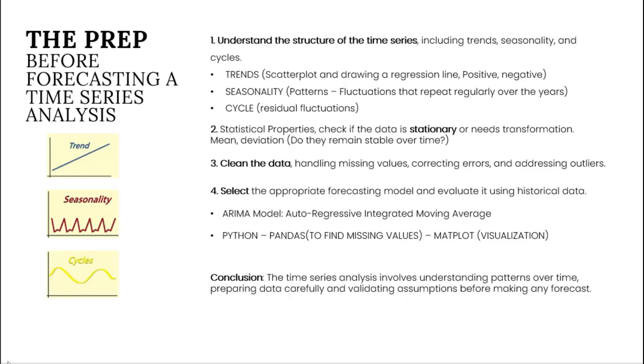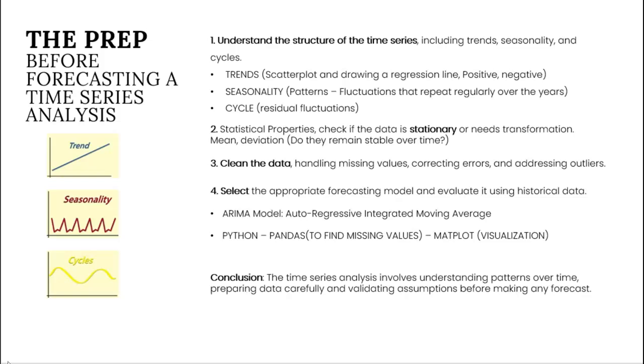Trends are usually visualized in a scatter plot, and by drawing a regression line, we can identify whether the trend is positive or negative. Seasonality refers to patterns or fluctuations that repeat regularly over the years, and the cycle refers to other fluctuations that don't meet seasonal characteristics.